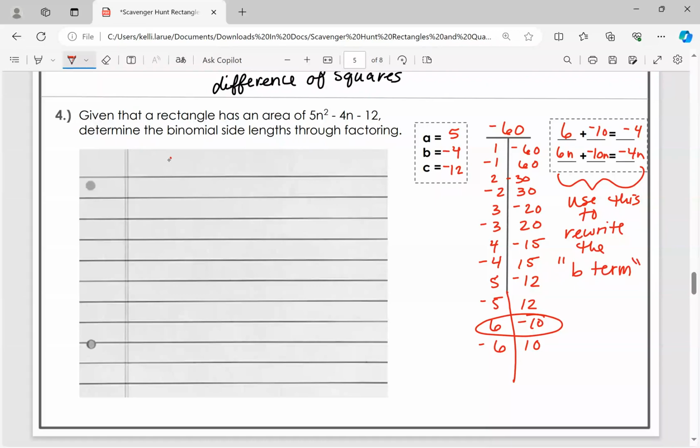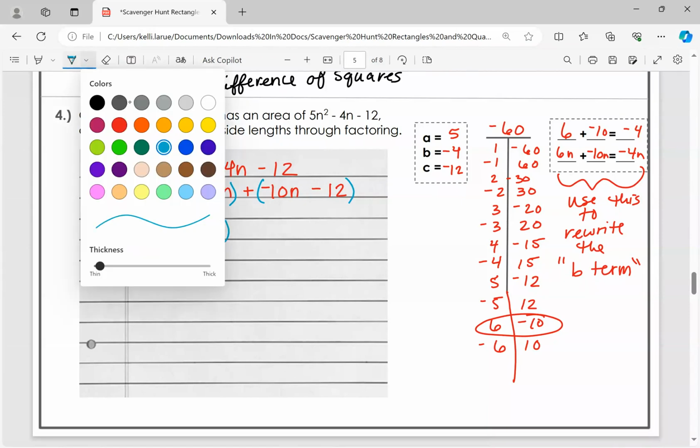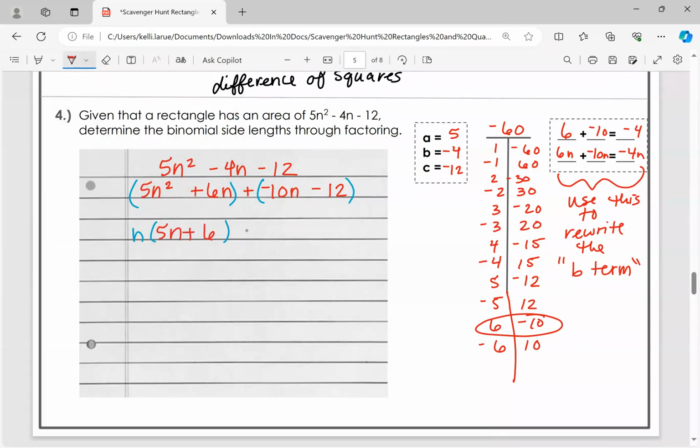So first you copy down your original problem. And we want to rewrite our b term with what it's equal to. We know that negative 4n is the same thing as 6n plus negative 10n. So we are going to substitute in place of negative 4n, 6n plus negative 10n. From here, we're just going to group our first two terms and group our last two terms. For the first group, we see that our greatest common factor is n. For our last group, we can see that our greatest common factor is negative 2.